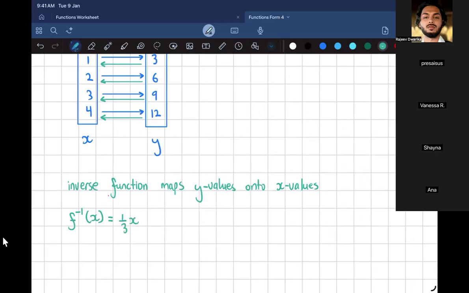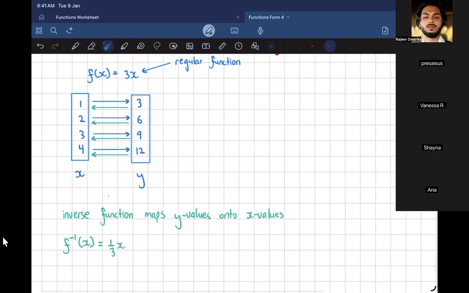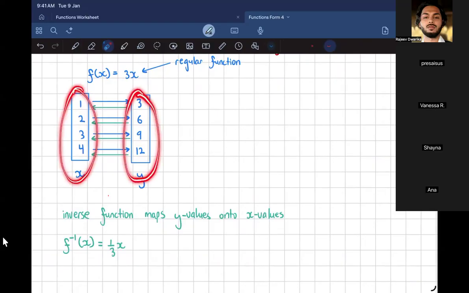Now, something that's confused a lot of students is, okay, if we map y onto x, then why am I still using x over here? The reason is that when you look at the inverse function, the x and the y values swap. Vanessa, you see how the original function was x onto y? Makes sense, right? The original function was f of x is 3x.